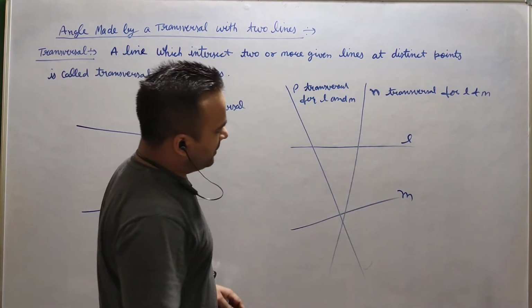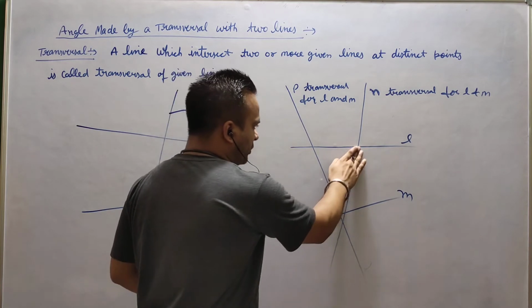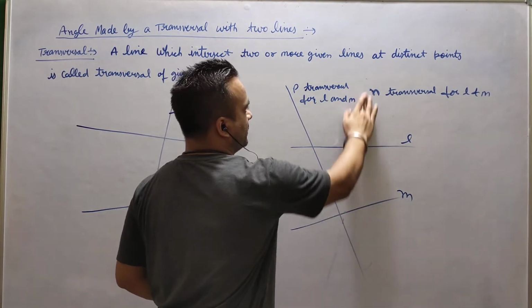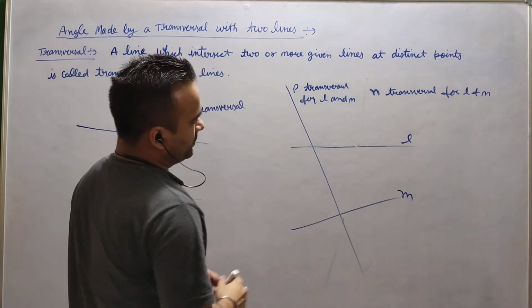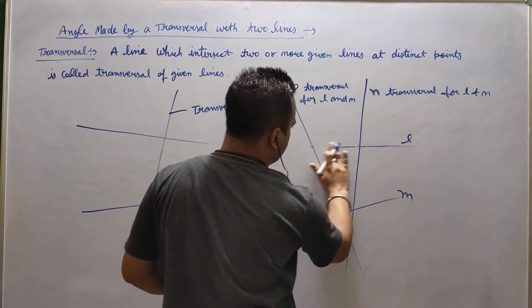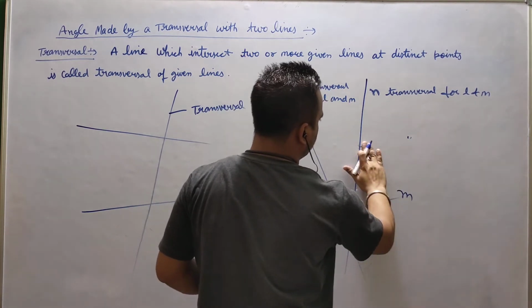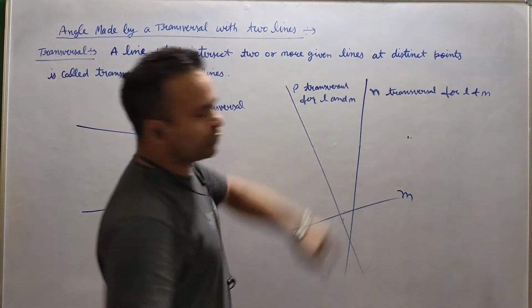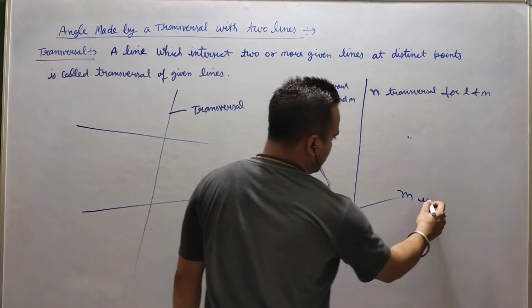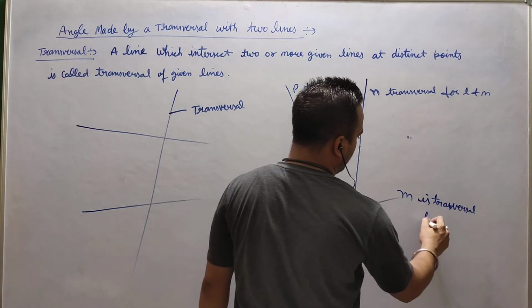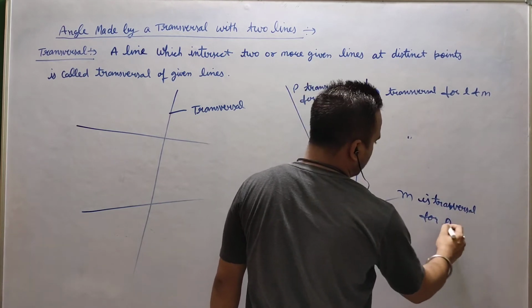Now suppose you forget this one for a while. Can you see this one? Sorry, I am drawing this one again and removing this one. So now you will say that M is a transversal for these two lines, right? So M is also a transversal for P and N.